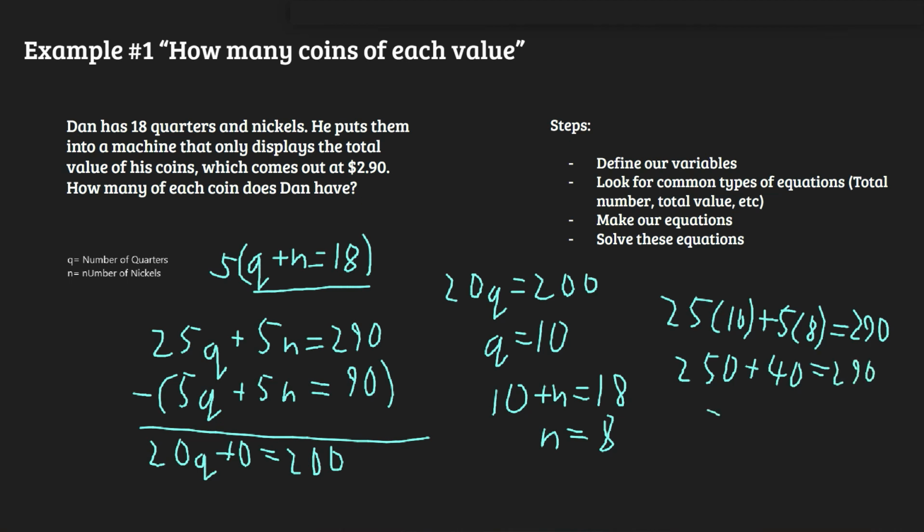So I just proved that this is the answer. 290 is equal to 290. So I have 10 quarters and 8 nickels. And that's how we solve this problem.